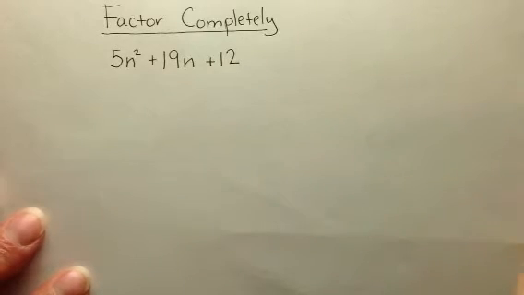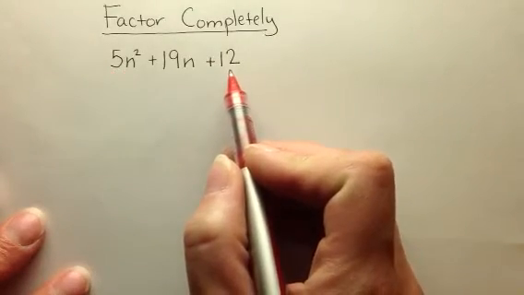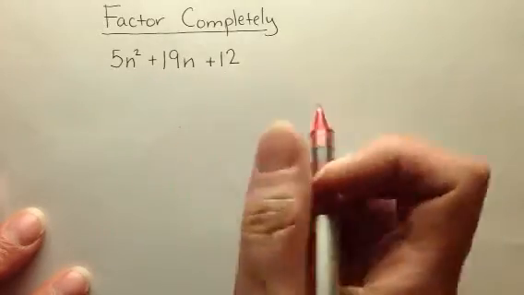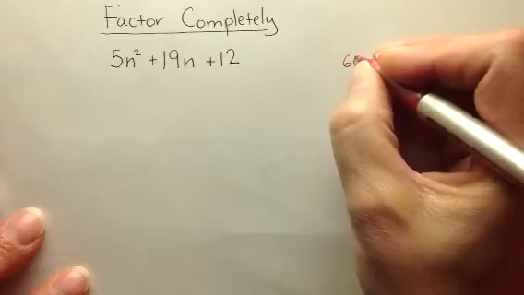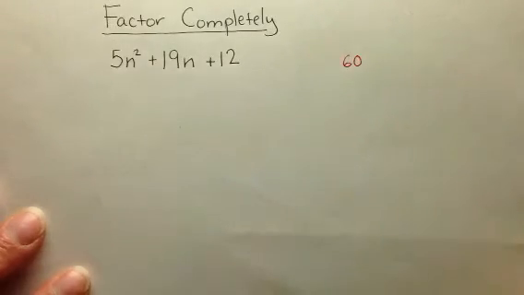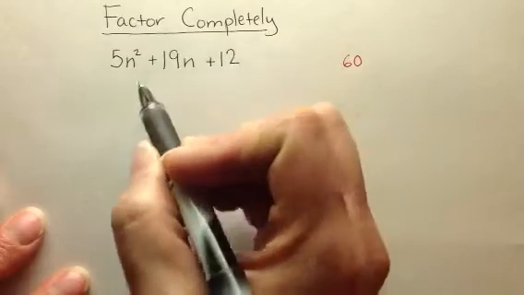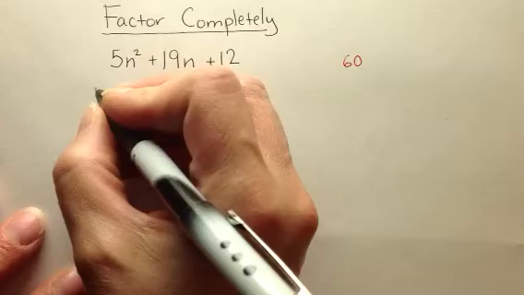So remember our little method of doing this. We're going to do our A, our leading coefficient, times C, our constant term, and we're going to do that off to the side. So 5 times 12 is 60. Okay. Now I'm going to write my first and last term, and then I'm going to work on splitting this middle term into 2 terms.